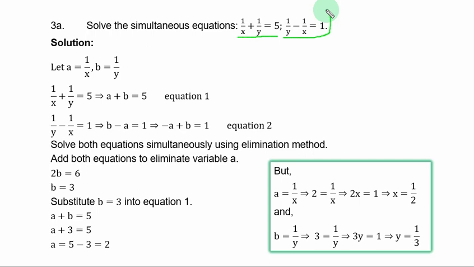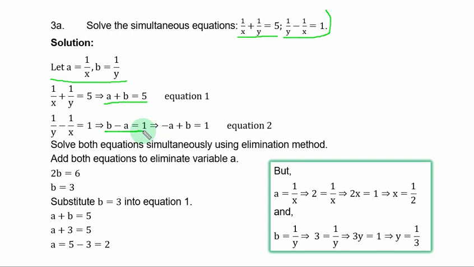So let us relax 1 over x and 1 over y. Let's bring in 2 other variables, solve for them, and you get x and y. So you have this result. So if a is equal to 1 over x and b is equal to 1 over y, the first equation becomes a plus b equal to 5, and the second equation becomes b minus a equal to 1.